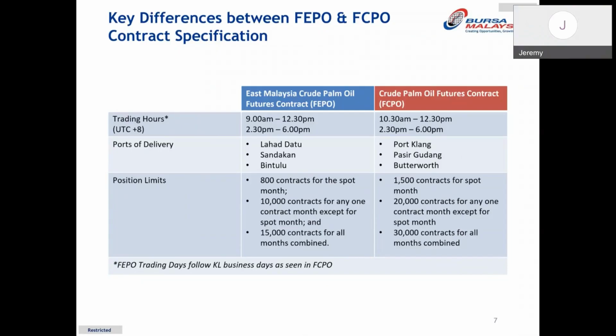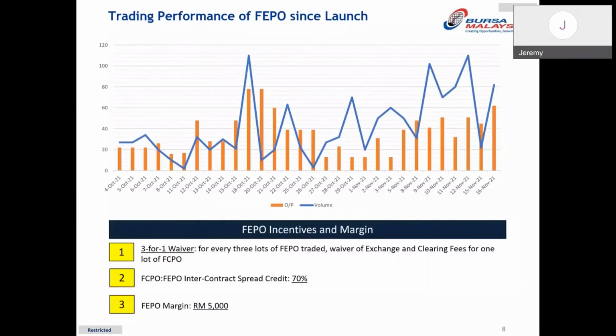Next, please. So this is what you can see here on the graph. This is the trading performance on the chart itself. What you can see here is that the volume is not high, but there is some volume traded for the past October, November. Apart from that, we also have an open interest for this product. So I would say that this product is actually doing quite well at the moment.